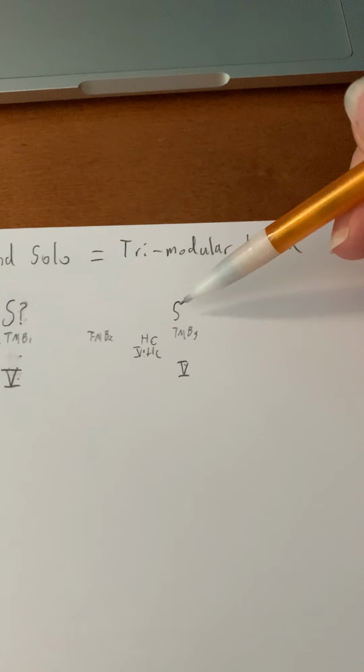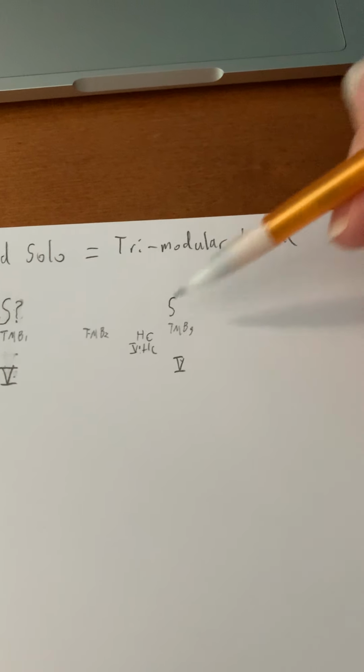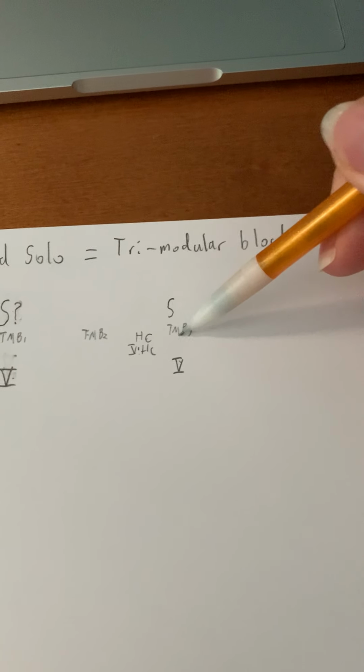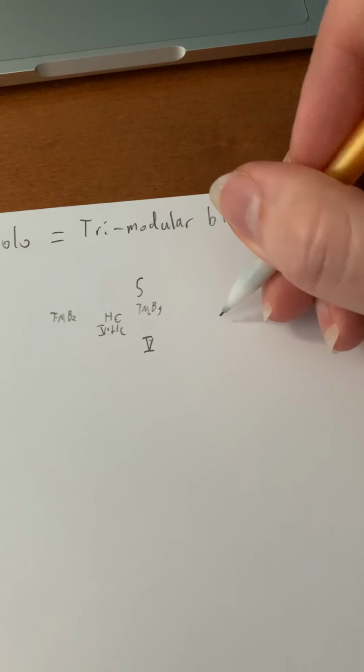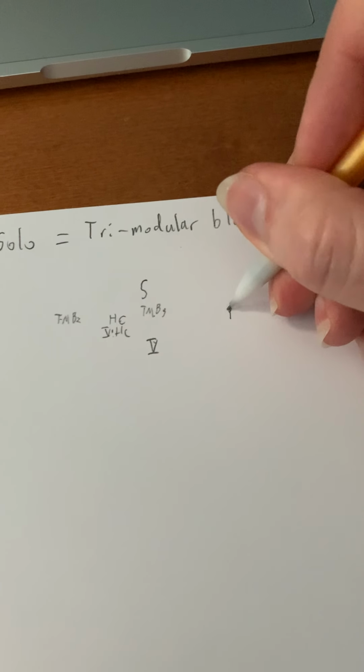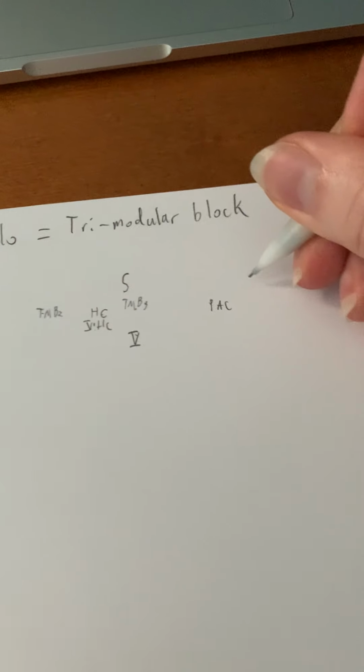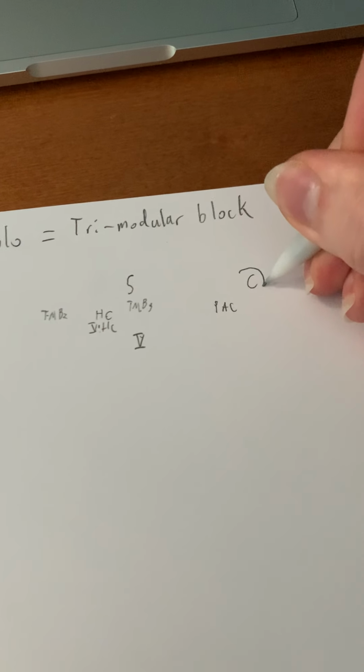Now, after this, we're going to get the true S, though. So after this, now we're really going to get what could be called S, or what they call TMB3. And it is going to give us what we expect. It's going to have a PAC. And then after that, we can finally get the closing theme.